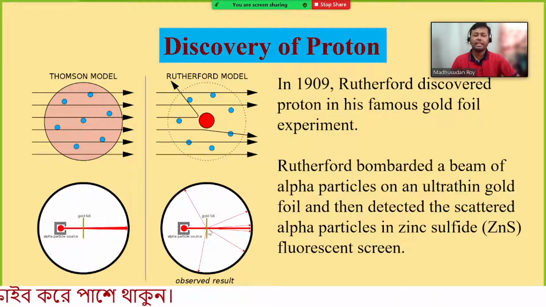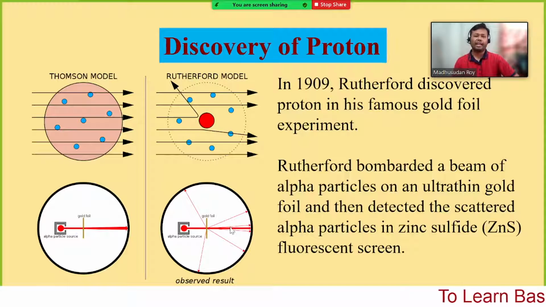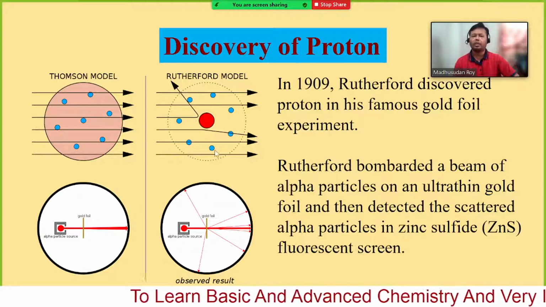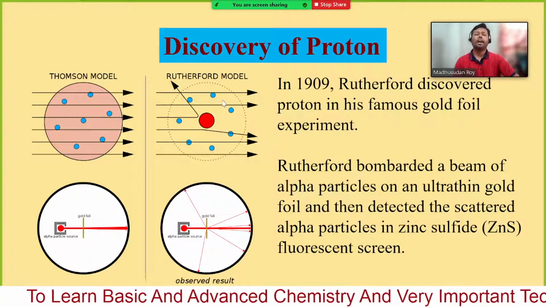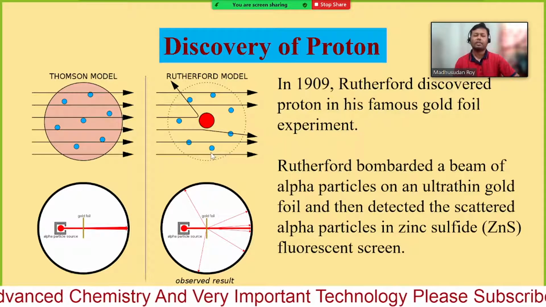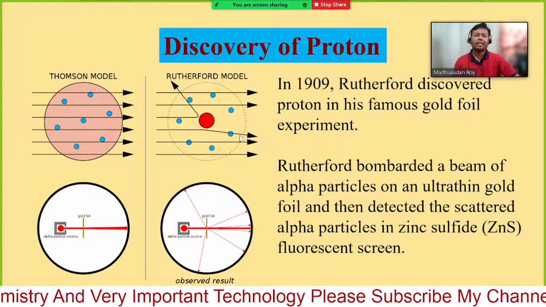Therefore, from this idea he gave the idea that most of the place in an atom is empty, because maximum particles are going through the atom. That means it has no deflection. You can see this particle, if it hits the electrons or some other particles, it does not have any problem, because these are very light. Most of the place is empty.